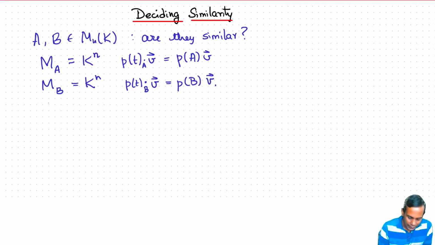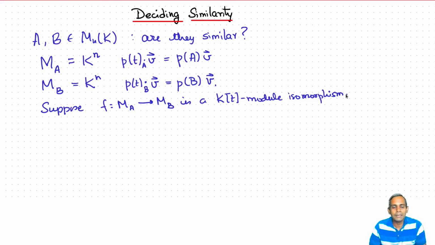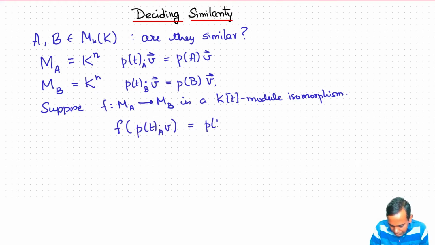Okay, now suppose that f from M_A to M_B is a K[T] module isomorphism. So what that means is that f is a homomorphism from K^n to K^n. It's an abelian group isomorphism, and it also has the property that f of P(T)·v in M_A is equal to P(T)·f(v) in M_B.